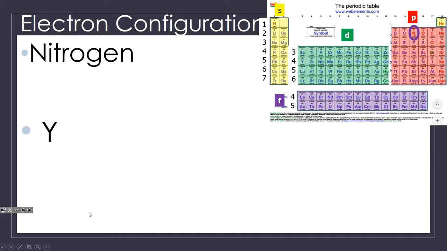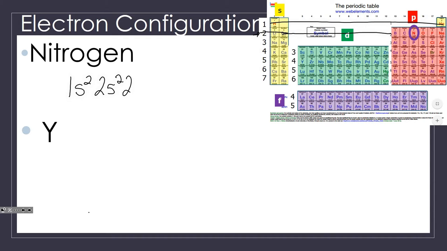So instead, we're still going to start up at the top and say, oh, we have to start on the 1 in the S. But we know that there's 2 that we have to go through there. Okay, so hydrogen and helium. I just counted for them. Now I'm on the second row. Second row, I hit the S. How many do I have to go through? 2. Second row, I hit the P. How many do I have to go through? Done.